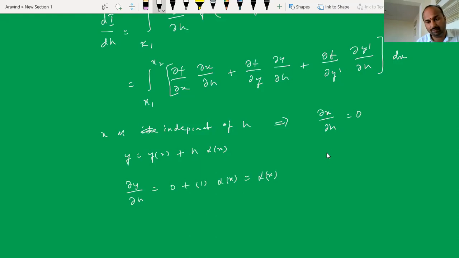And similarly, we have y'. y' is equal to y'(x) plus h into α'(x). So therefore, ∂y'/∂h: this will be 0, the h derivative is 1 into α'(x). So it becomes α'(x).